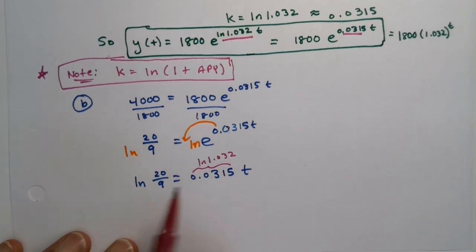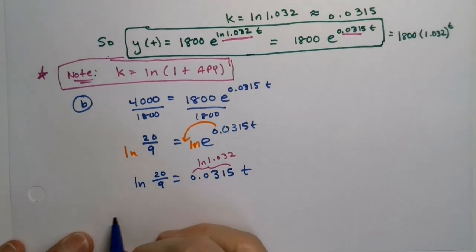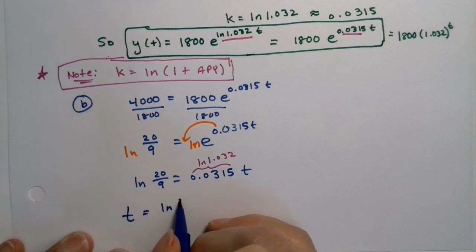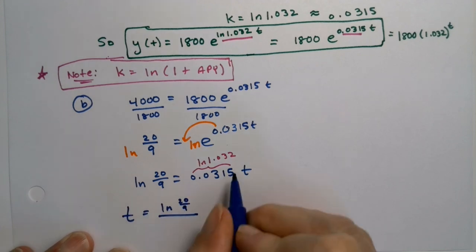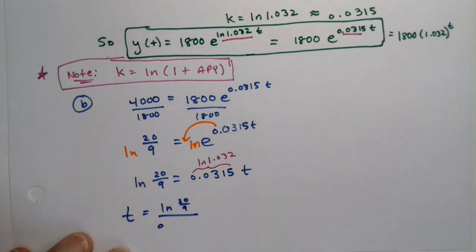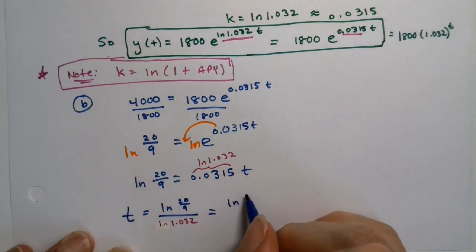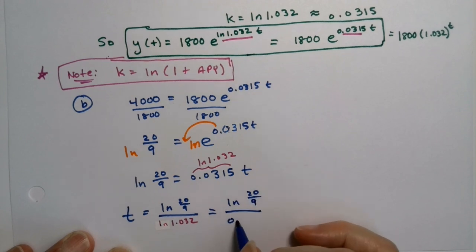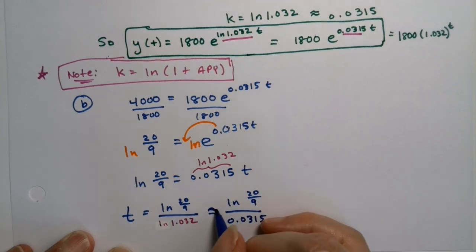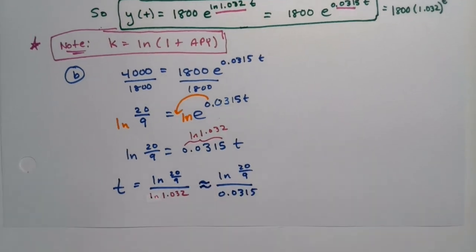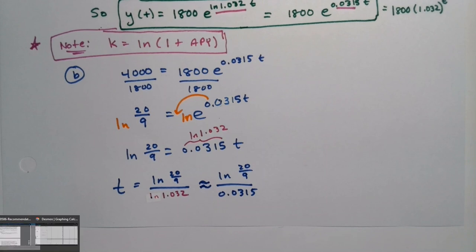So then t is equal to the natural log of 20 divided by 9 divided by the natural log of 1.032. Or if you like, it's the natural log of 20 divided by 9 divided by 0.0315. That's a decimal approximation. Either one should be close enough. So let's go do both of them.